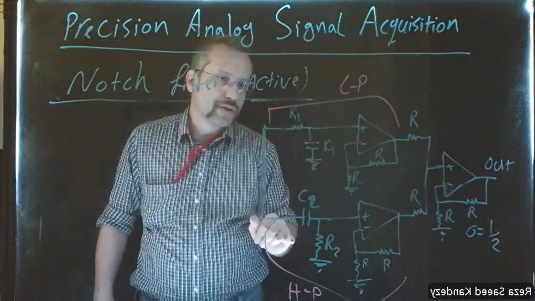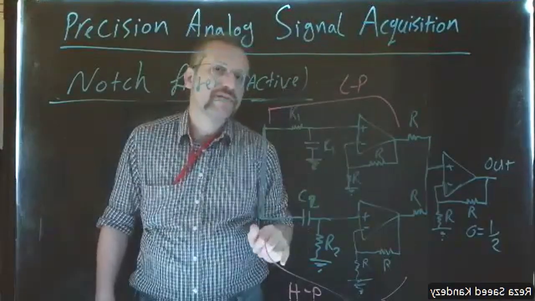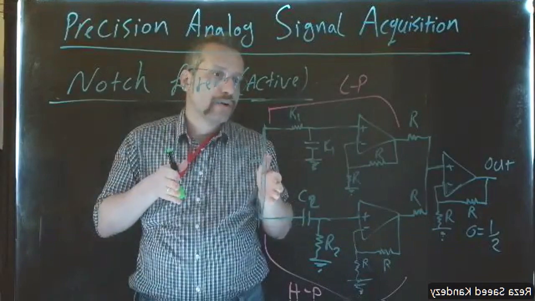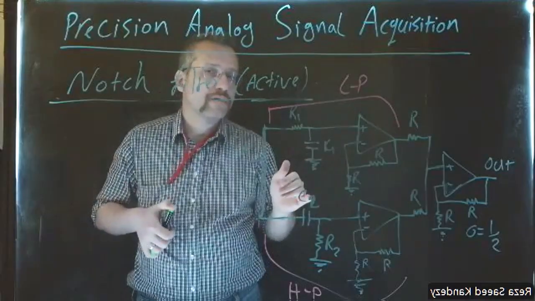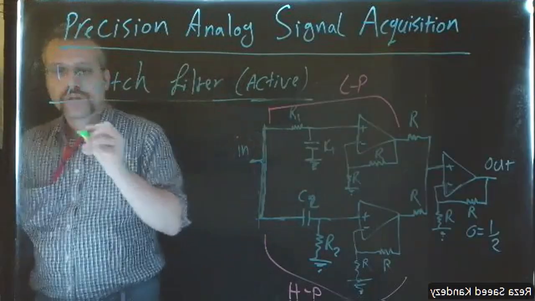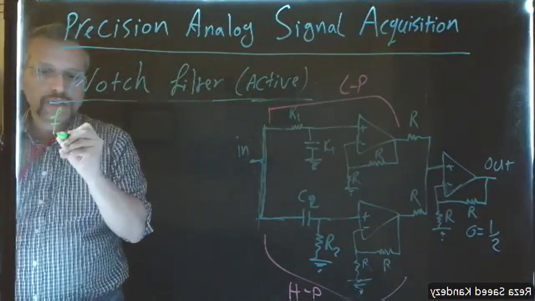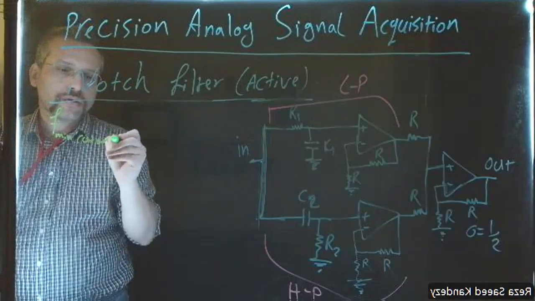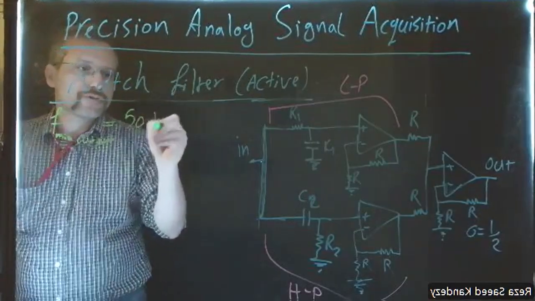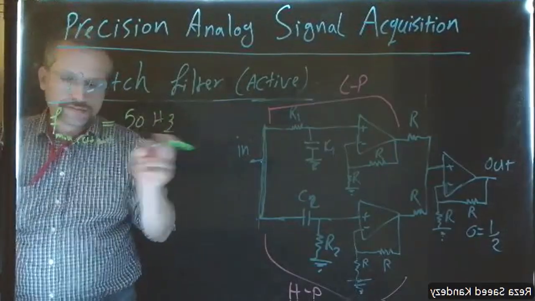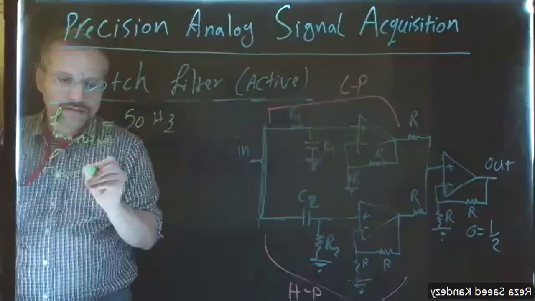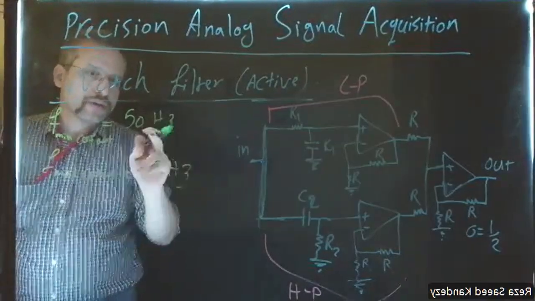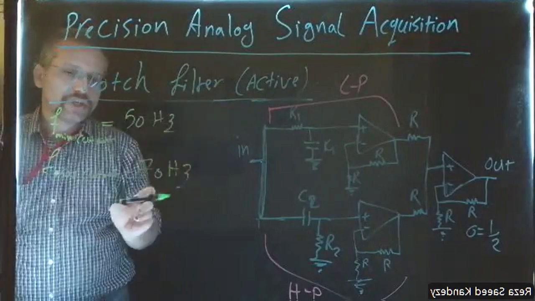In order to have a notch filter, when you have a low pass and a high pass filter, you need to define the band that you want to cut out. We said we wanted to cut the 60 hertz frequency. So let's define the minimum cutout as 50 hertz, and the max cutout as 70 hertz.